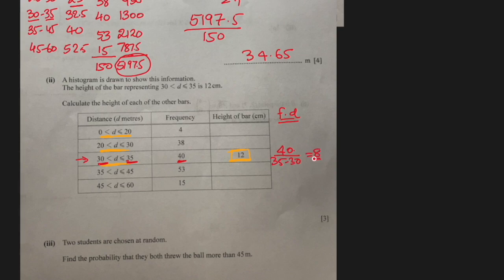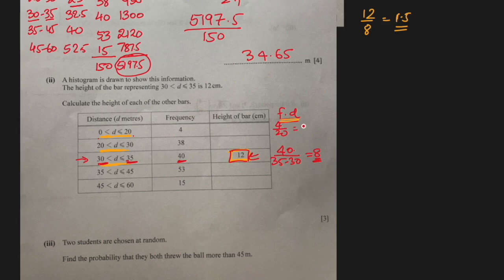8 should have been the height of the histogram's bar, but it is 12 centimeters. 8 has been converted to 12 centimeters. Let's find the ratio. 12 divided by 8 is 1.5. That means whatever frequency density we get, just multiply it by 1.5 and you'll get the height of each bar, right? So let's find the frequency density of the first one, which is frequency divided by width. The width is 20, from 0 to 20.